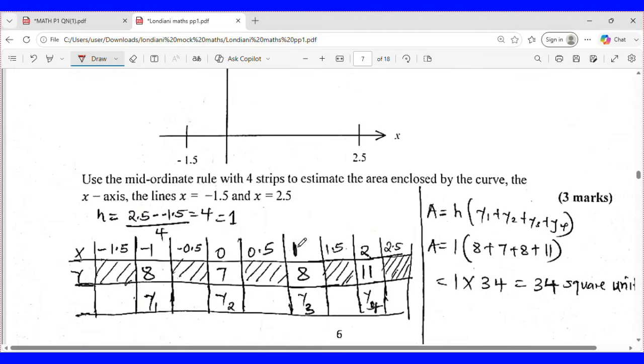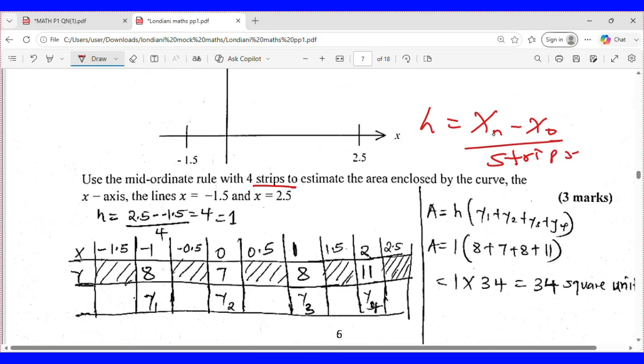So first you need to get h. You need to get the value, the h first. How do you get h? h is equal to xn minus x naught divided by, this one is, you have been given strips, so you divide by the number of strips.